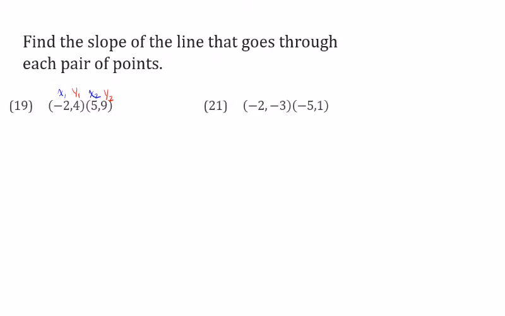Then I just need to remember my formula, which is y2 minus y1 all over x2 minus x1. That's just rise over run. Here's the part that's a little tricky: the y's go on top. It's a little bit backwards because x's come first in our coordinate pair, but they go on the bottom, and y's come second, but they go on top. So that's one thing to keep straight.